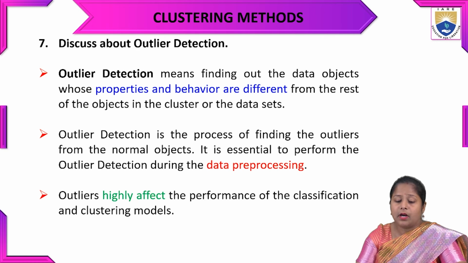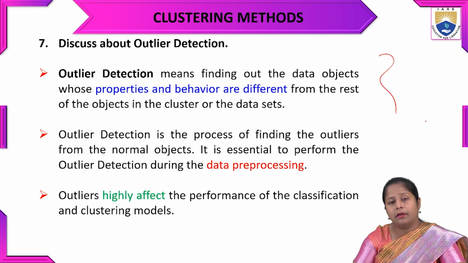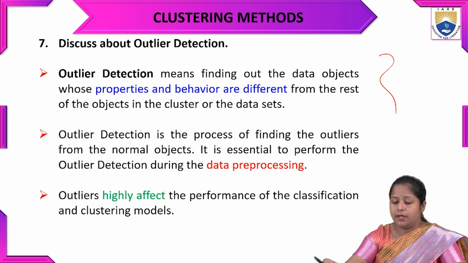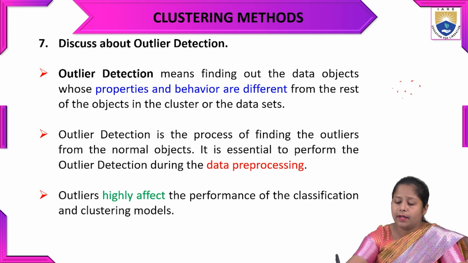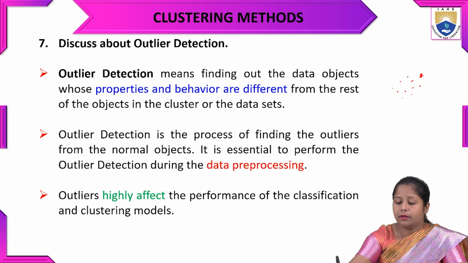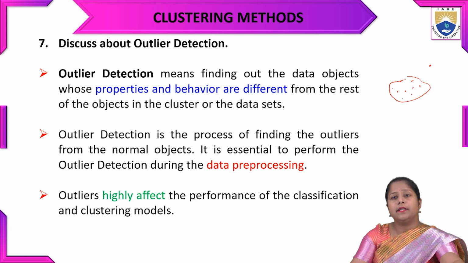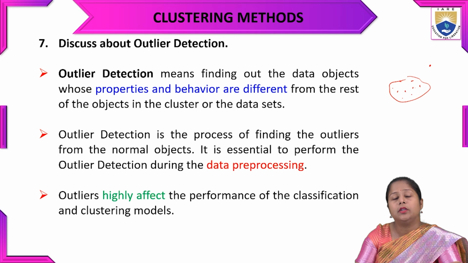What is outlier detection? Discuss outlier detection. Outlier detection means finding the data objects whose properties and behavior are different from the rest of the objects in the cluster of the data sets. So if some clusters are there and suppose one point is there that does not belong to that particular cluster, that will be the outlier. So outlier detection is the process of finding the outliers among the normal objects.